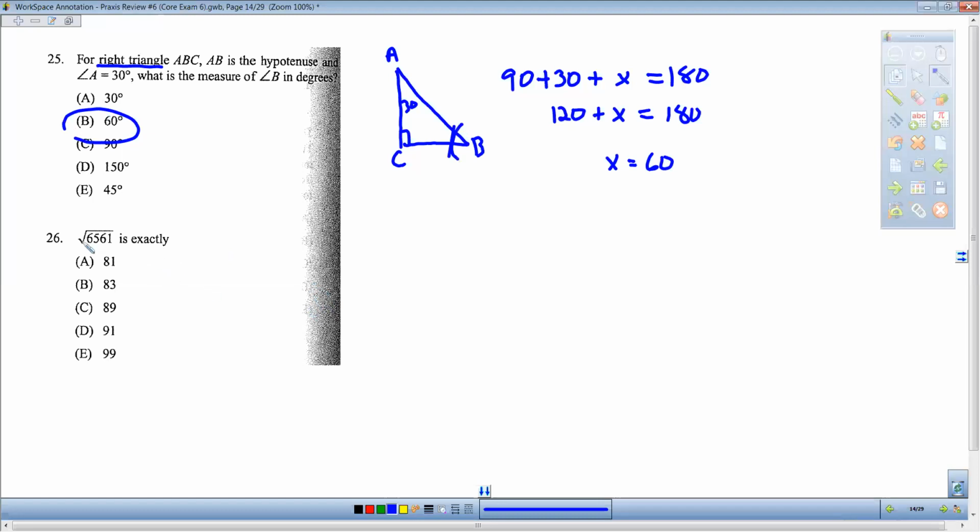Number 26 says, what is this exactly? So we're basically looking for something times something to equal 6,561. So you could just square each of these and see which one equals 6,561. You could use the calculator to compute the square root of 6,561, and you would find that that's 81, so that would be A.